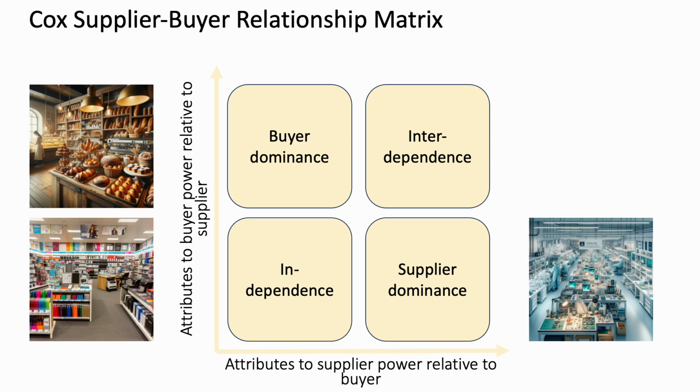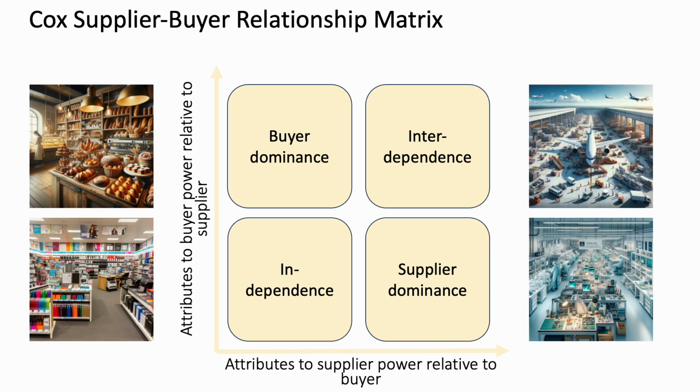Interdependence. In the aerospace industry, both buyers, aircraft manufacturers, and suppliers, engine makers, are few, and each depends heavily on the other. An aircraft manufacturer like Boeing or Airbus needs specific, high-quality engines for its planes, and engine makers need long-term contracts with these manufacturers to sustain their business. Both sides have high switching costs and are heavily reliant on each other, leading to a relationship where negotiation, partnership, and mutual benefits are key.